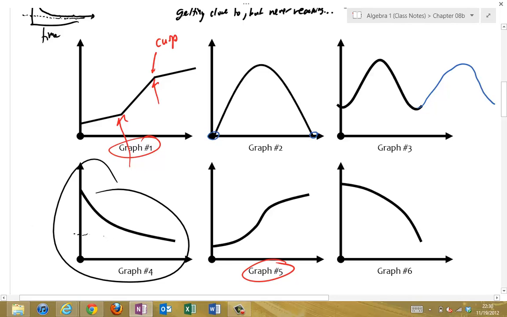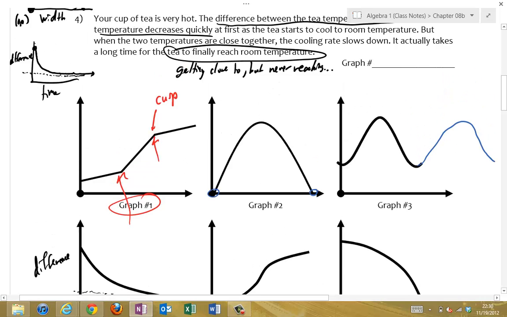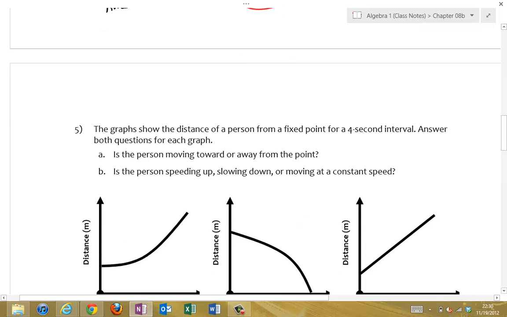Where this would be our room temperature here. The graph starts plummeting. Remember, this axis on the left represented the difference, and the base represented time. Now look at how many times your x-axis represented time. It's actually very common to put the time factor on the x-axis. This would be graph number 4. Okay, moving on to the next page.